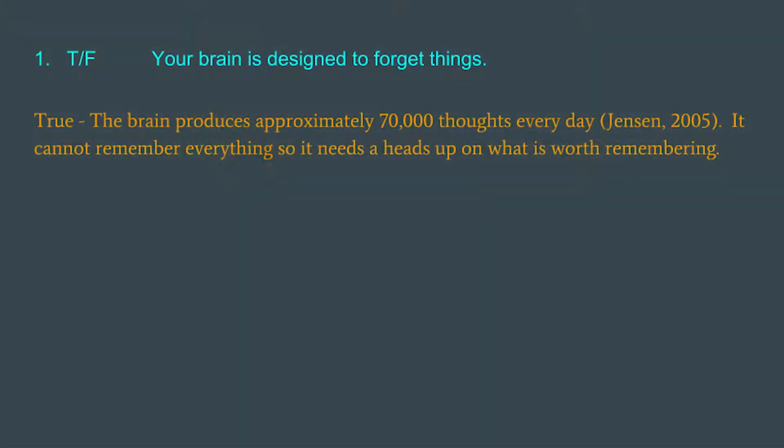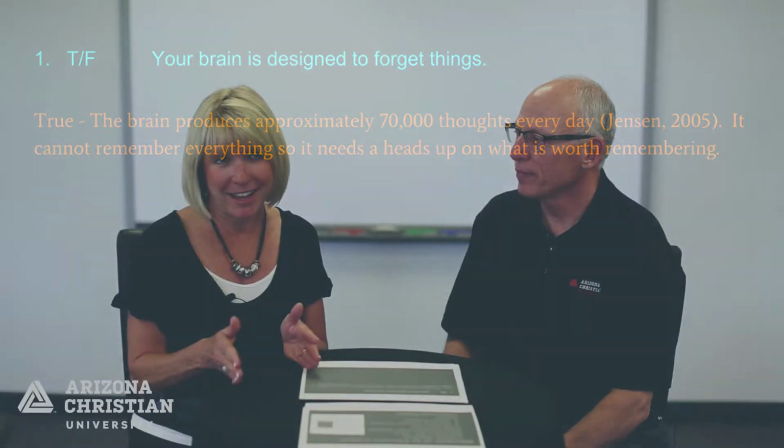It starts with the objective. So, first question, it was the first question on the true-false, although I'm going to tell you they're not in order: the brain is designed to forget things. What do you think? Is it true or is it false? Well, the answer is it is true. In fact, the brain produces almost 70,000 thoughts a day. So you can imagine 70,000 thoughts, you can't remember all of those things. So it has to be selective, it has to make a choice.